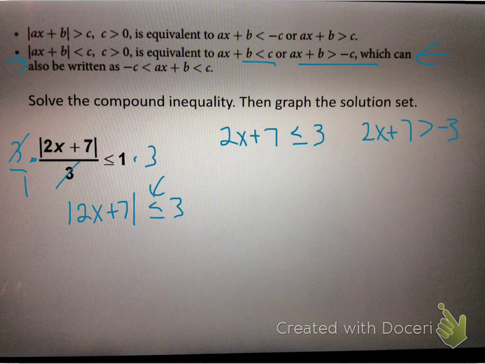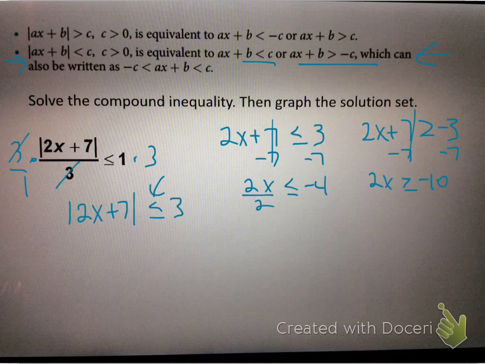Let's go ahead and solve them. We'll need to subtract the 7. So we have 2x less than or equal to negative 4, and 2x greater than or equal to negative 10. Solve them both by dividing out our 2. So we have x less than or equal to negative 2, and we have x greater than or equal to negative 5.